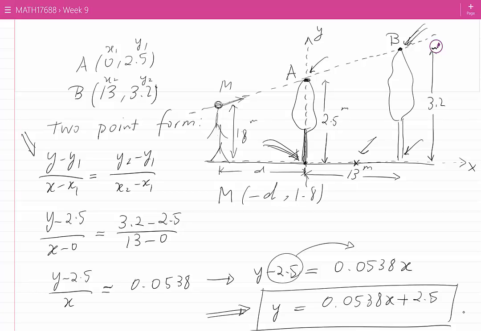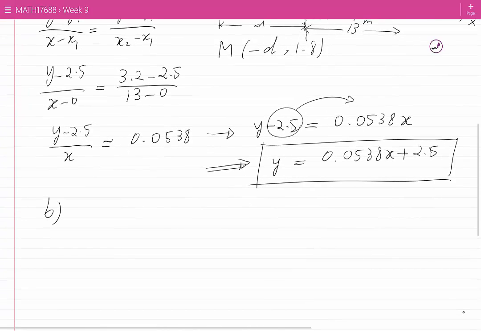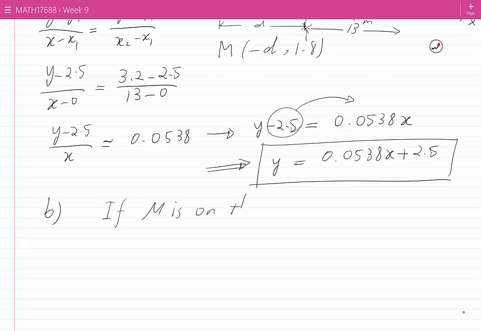If point M is going to be on the line connecting A and B, then the coordinates of M must satisfy the equation of the line.